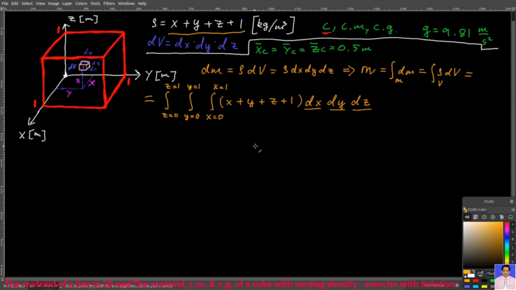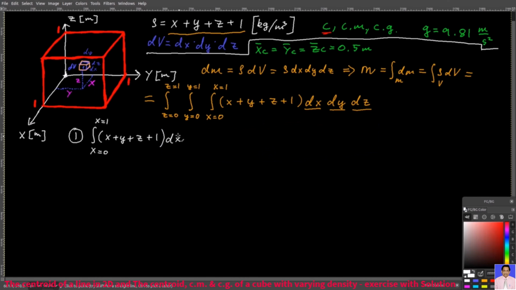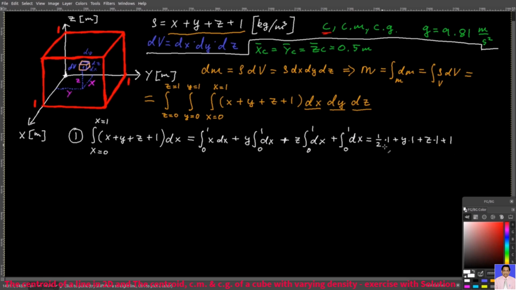And now we have to evaluate this triple integral. Let's do it in 3 parts. We first evaluate the inner integral, then the middle integral, and then the outer integral. It's pretty much what we did with double integrals. It's just now you have one integral more. And so first I evaluate this integral. I can rewrite it like this. Remember, since we only have dx, we treat y and z as constants, so they go out of the integral. So this will be its evaluation, and this will be its final result, y plus z plus 1.5.